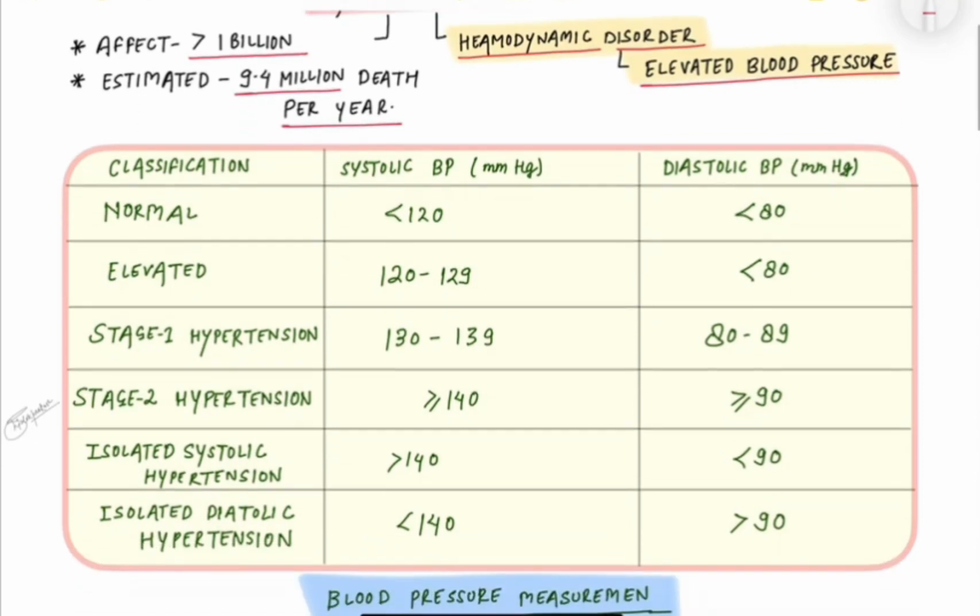Classification of hypertension. Normal blood pressure is systolic blood pressure less than 120 and diastolic blood pressure less than 80. Elevated blood pressure is 120 to 129 systolic and diastolic less than 80. In stage 1 hypertension, the systolic blood pressure is 130 to 139 and diastolic is 80 to 89. In stage 2 hypertension, the systolic blood pressure is equal to or more than 140 and diastolic is equal to or more than 90.